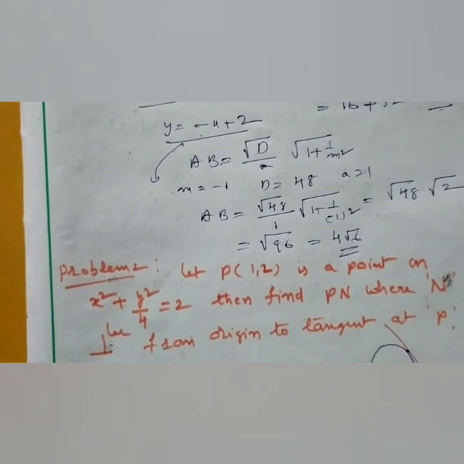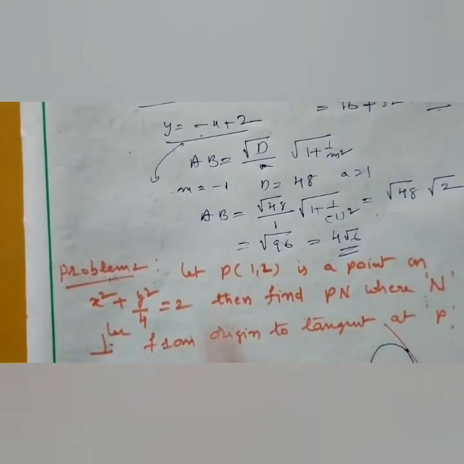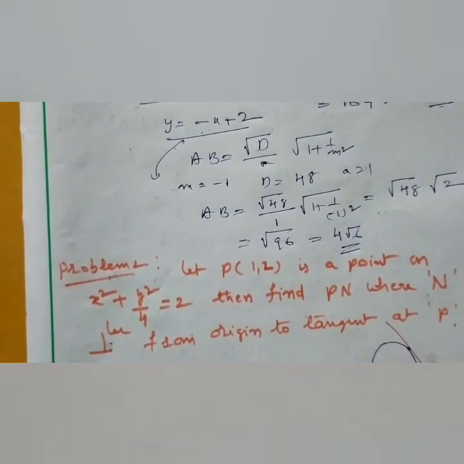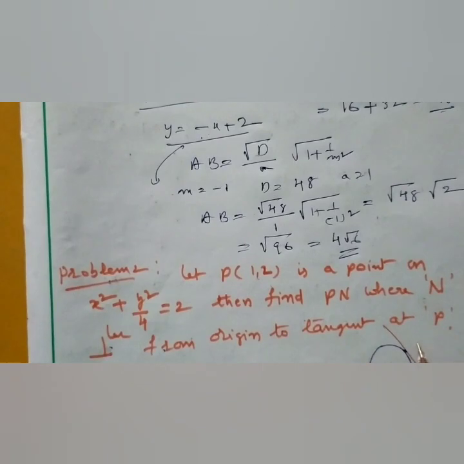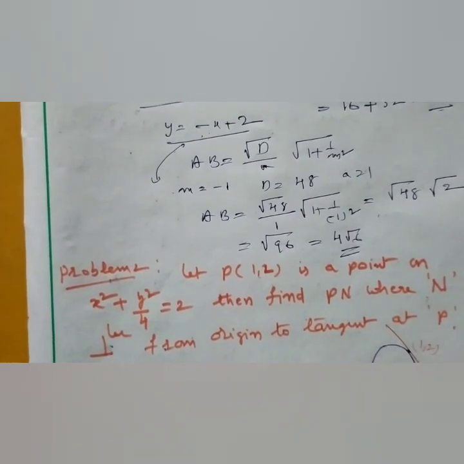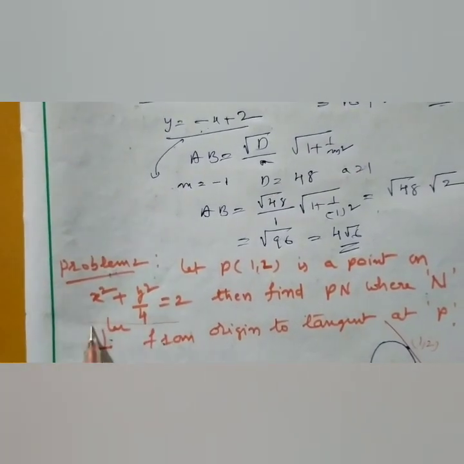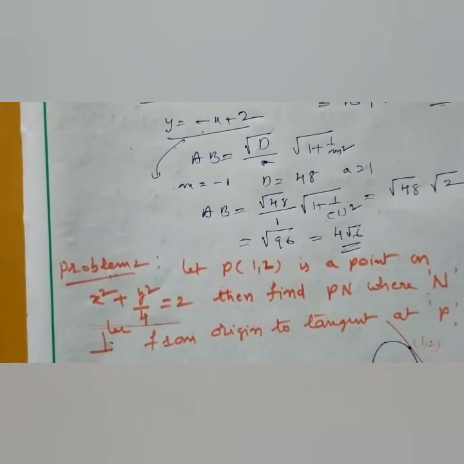See here another interesting problem. P(1, 2) is a point on x square plus y square by 4 is equal to 2. Then find Pn where n is the foot of the perpendicular from the origin to the tangent at P. See, P is a point (1, 2) on the ellipse. Check whether it is on the ellipse or not. This is a conic which is an ellipse. It need not be a circle.